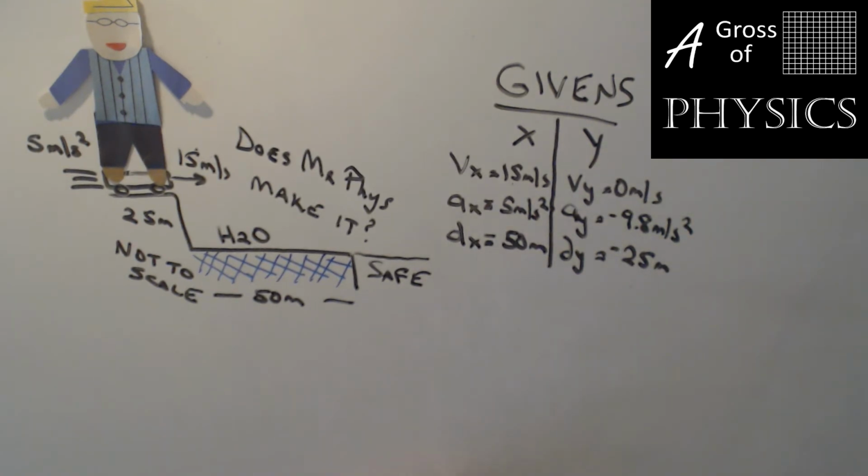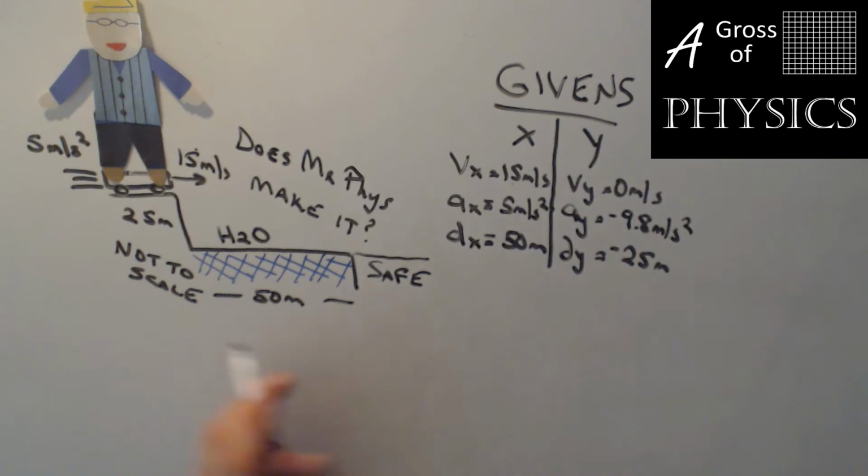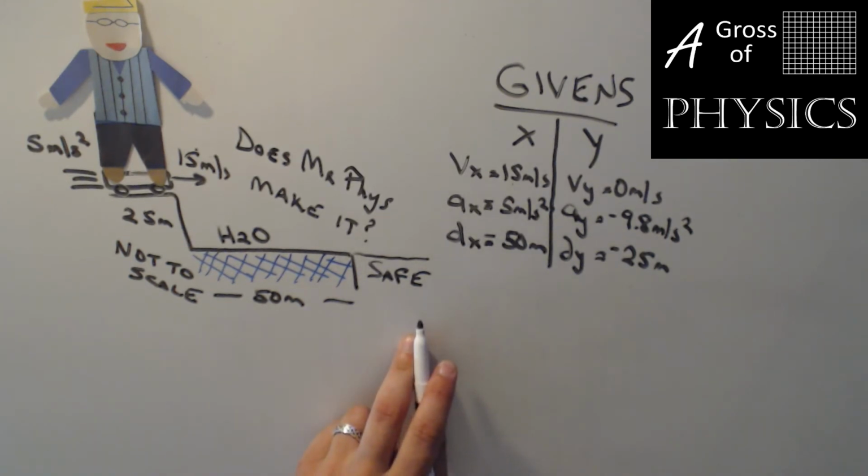That's not a very accurate cliff height. It's probably only a quarter of this 50. But needless to say, Mr. Fizz is quite tall. I think he's 6'4". Anyway, what I'm going to do is ask, does he make it? Meaning, I want to see whether or not he makes it over this bit of water.